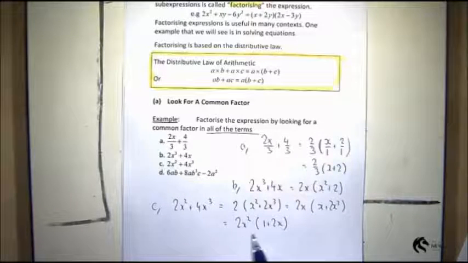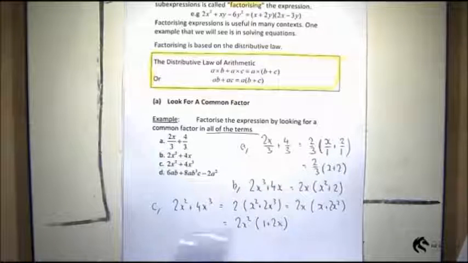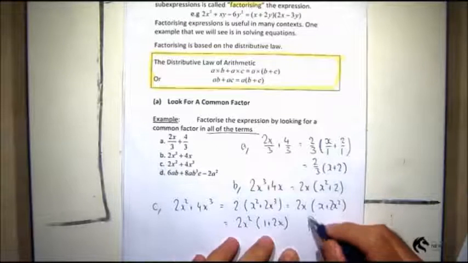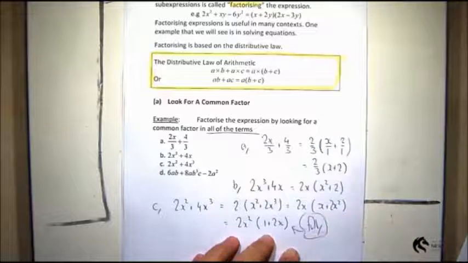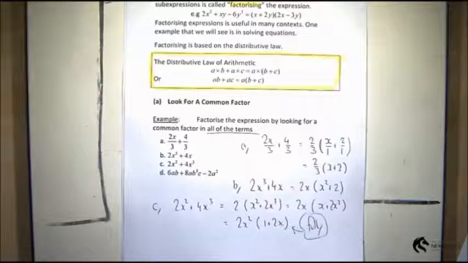This last one, we would say we've factorised fully, because in none of the expressions can I go any further by finding any common factors. So this one is fully factorised, where I found the largest common factor of all the terms.